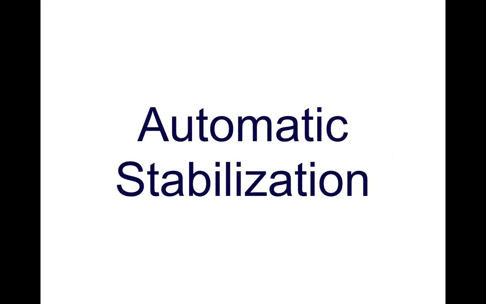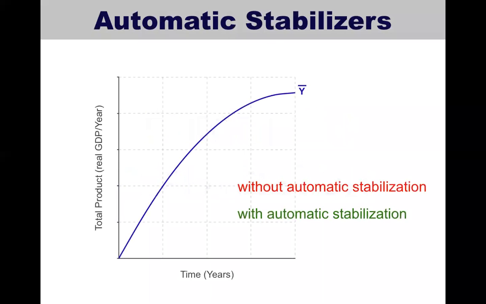Time to talk about automatic stabilization. So automatic stabilization is something that essentially reduces the size of the business cycle. There are policies in place in modern economies that basically keep that business cycle fairly small in nature.